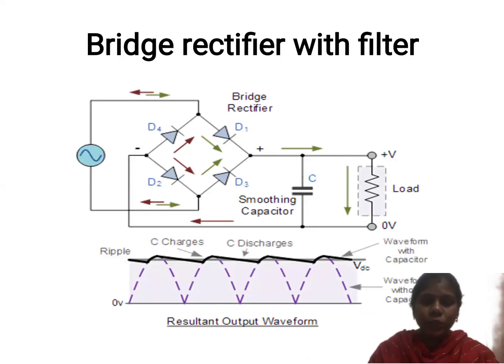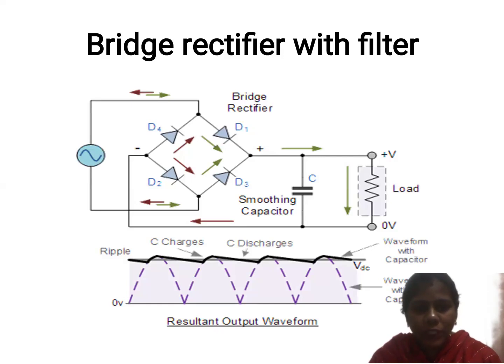In order to remove the unwanted AC components present in the full wave rectifier output, this bridge rectifier is again connected with a capacitor. This capacitor is called a smoothing capacitor, to make the output as smooth as possible, without any unwanted components present in the output of this rectifier. Here the same concept can be used, that is, the capacitor will be charging and discharging.